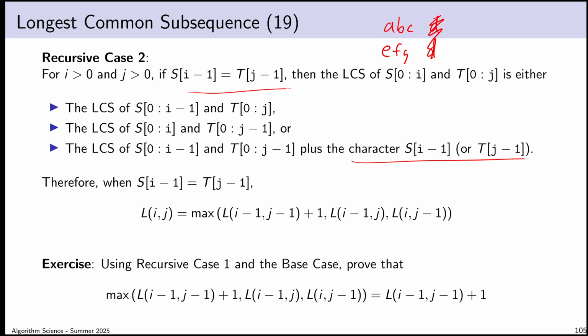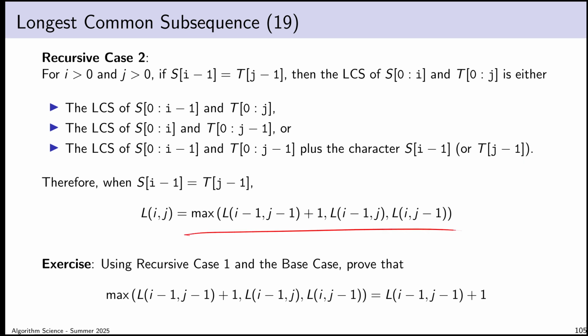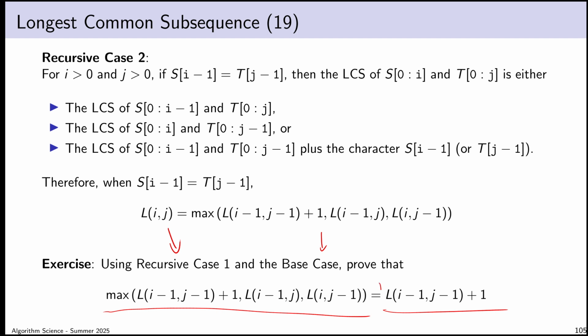Yuck. Okay, so that means that the recursive case is this: the maximum of L of I-1, J-1, all plus 1, L of I-1, J, and L of I, J-1. Now, this observation becomes more clear when you look at the tables in a minute, but because of the way that the recurrence is defined, so because of the way recursive case 1 and the base case work, you can show via a bit of algebra and a bit of an argument that this entire expression always evaluates to this.